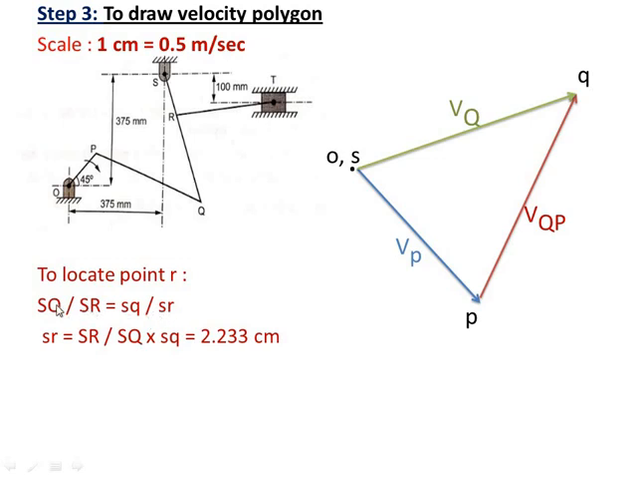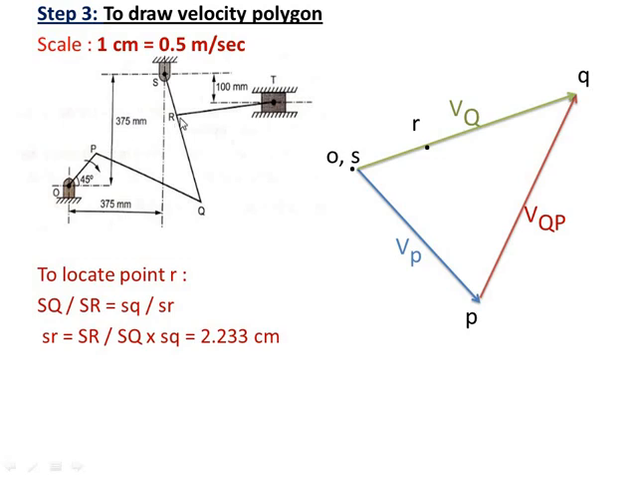Here take the actual length of SQ, take the actual length of SR, don't take the scaled values. Take the actual length of sq from the velocity polygon, so simply measure this distance and transfer it over here. Don't convert it into scale. Then you will get the value 2.233, which can be directly transferred here on the velocity polygon. So here we got a point R.